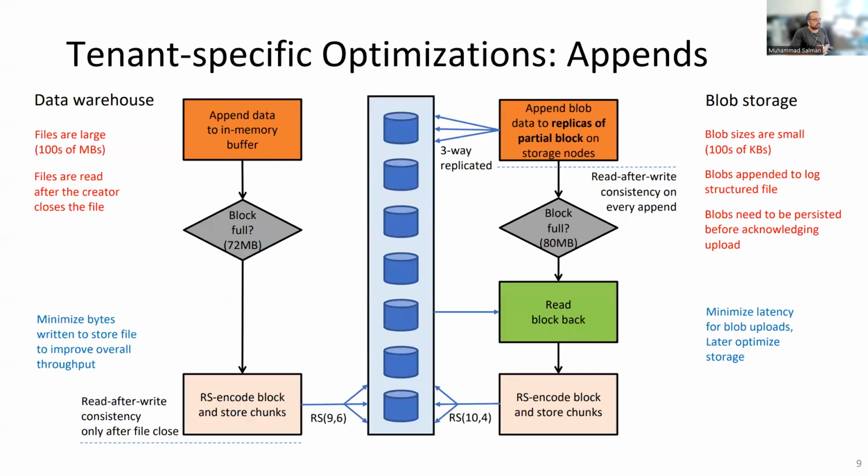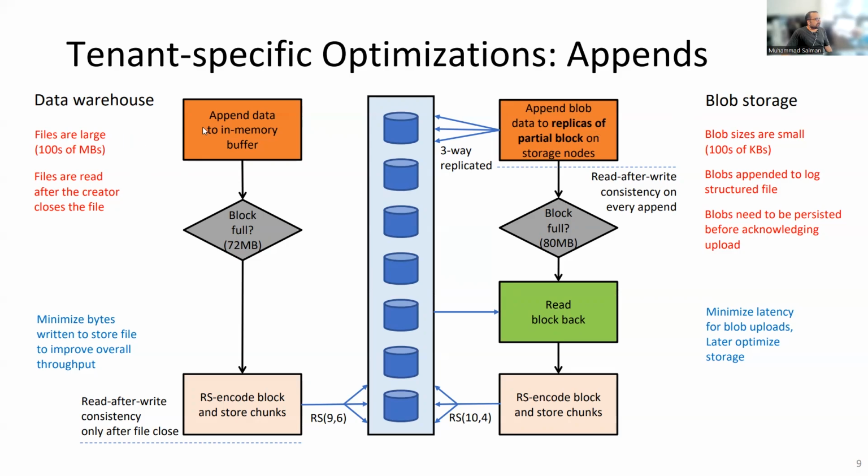So what is tenant-specific optimization? Here they have compared the warehouse storage operation and also the blob storage operation. In the warehouse, the files are very large, they can be hundreds of MB, whereas in the blob storage, it's short files like photos or videos. So they can be hundreds of KBs.